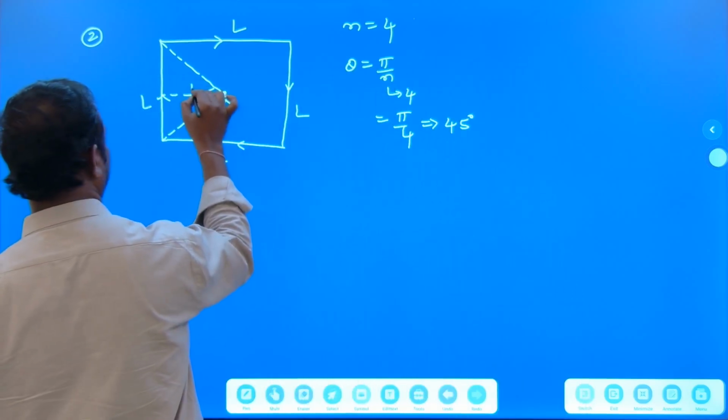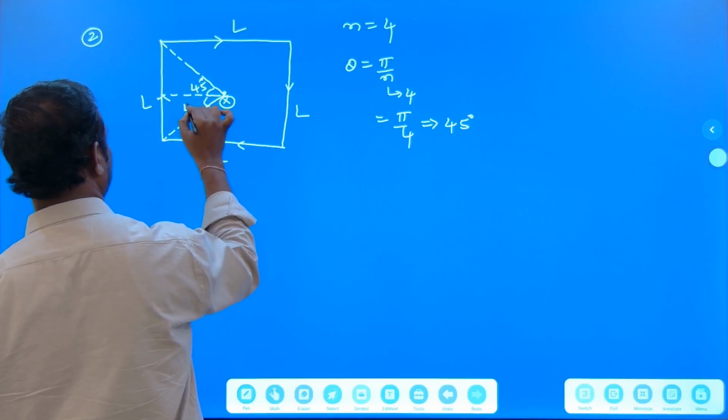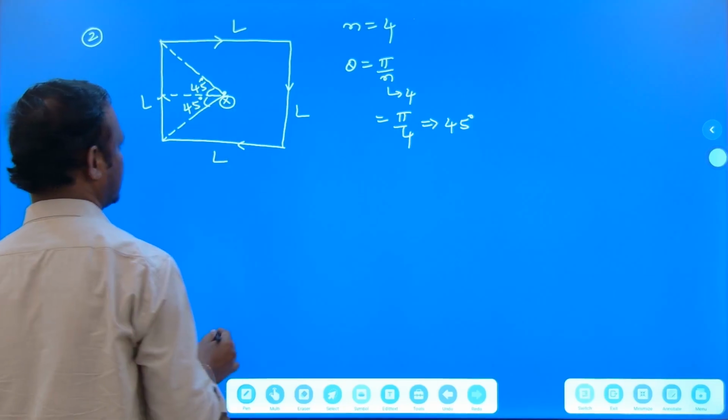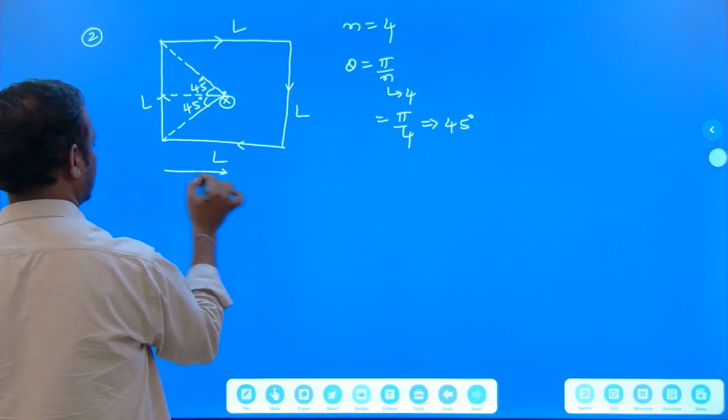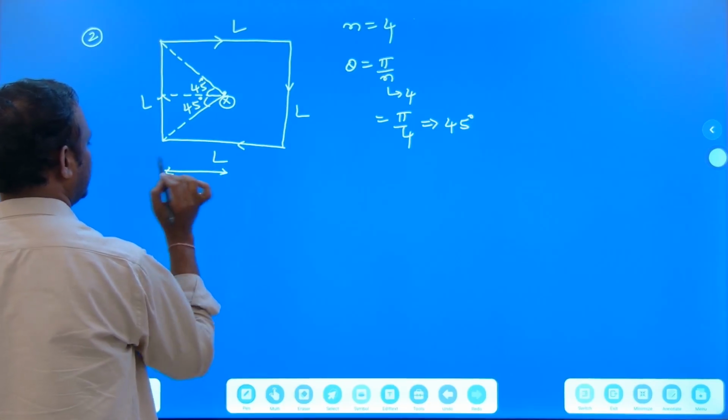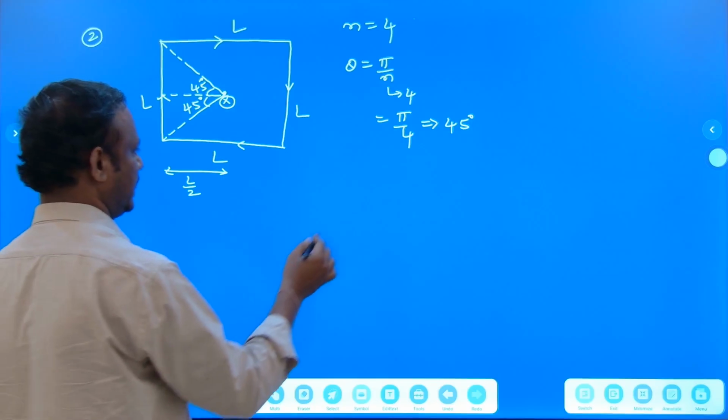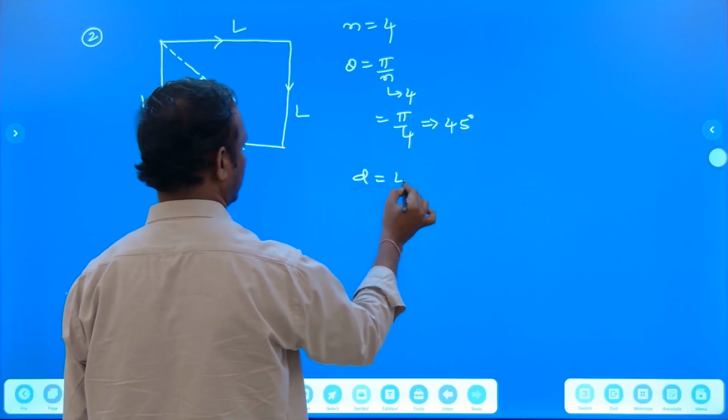So this is 45 degrees, and this one is also 45 degrees. The total length is L. From here to here the length will be L by 2. Then d is equal to L by 2.